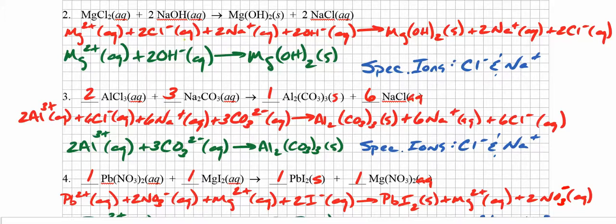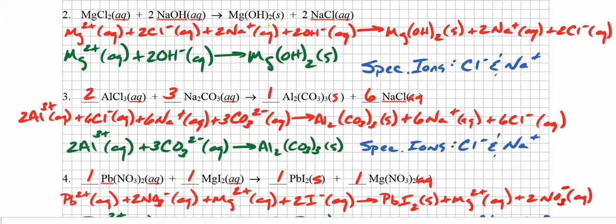That's also aqueous. So we're completed. We've done the MgCl2. Now let's look at the NaOH. So we have 2 Na+, that's aqueous, plus 2 OH-, also aqueous, and we're finished with the left side of this equation. Let's go to the right-hand side.